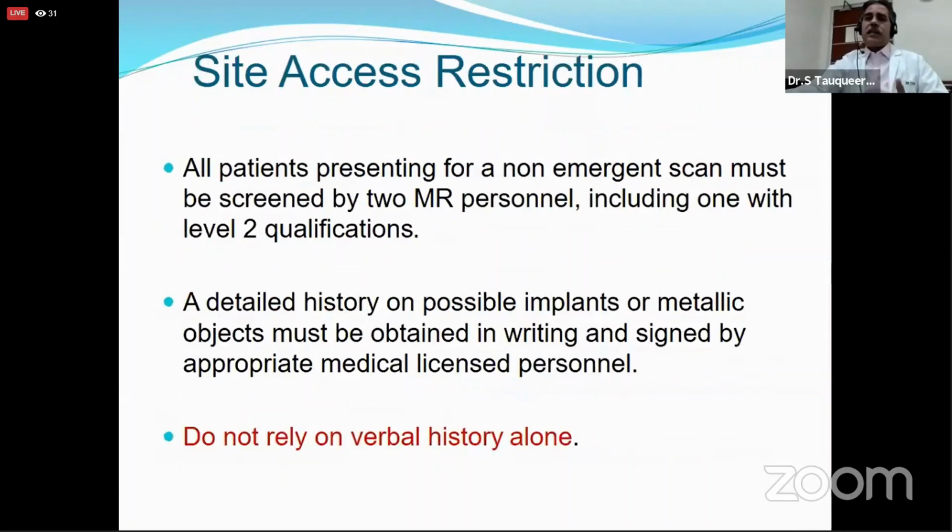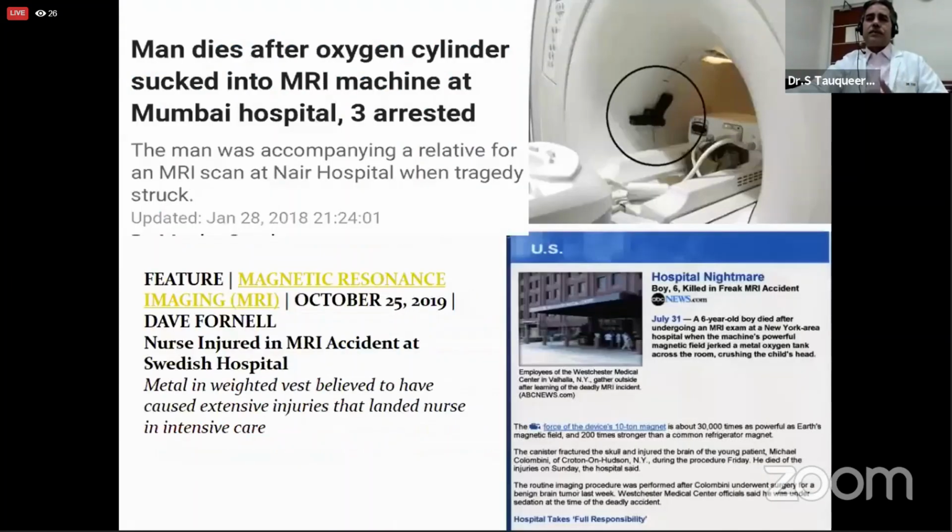Site access restriction, again, should be applied to everybody, and any patient who has to enter the MRI suite has to go through proper screening, and all the screening should be documented.